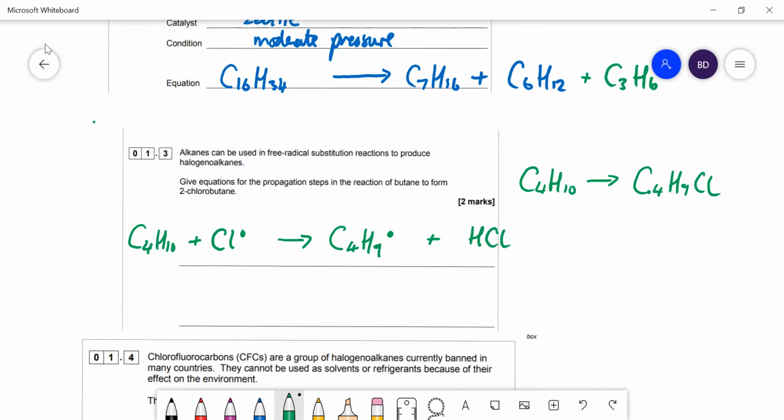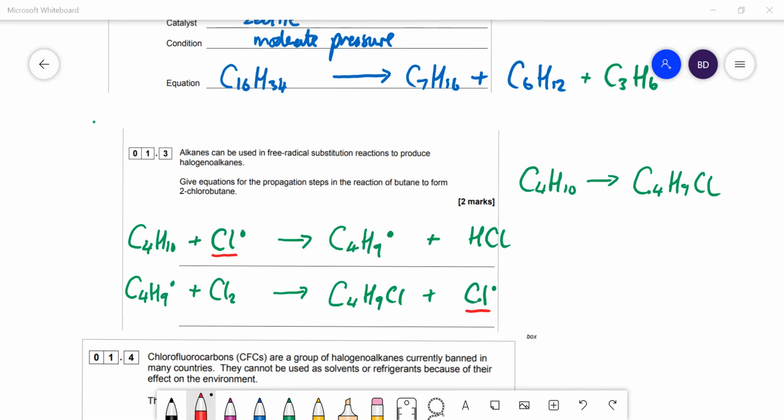That's propagation 1. And the second propagation step: this very reactive free radical will react with another chlorine molecule to produce the product C4H9Cl and a chlorine free radical. So you can see that the chlorine free radical gets used up, but then it gets regenerated. It's effectively like a catalyst. It could go around lots and lots of times.